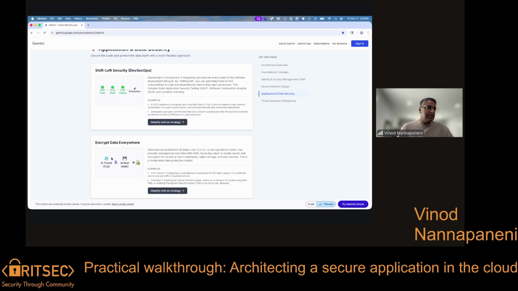And yes, encrypt everywhere. Make sure the data is encrypted at rest and in transit. Use only HTTPS. Do not use HTTP because HTTP is susceptible to man in the middle, and you want to ensure you're communicating traffic only on encrypted protocols.